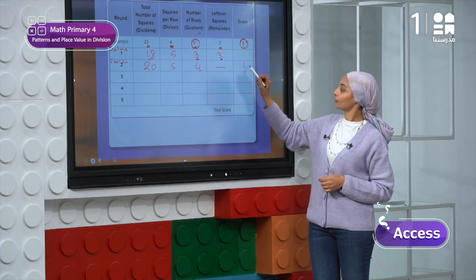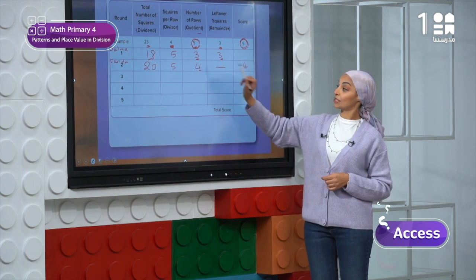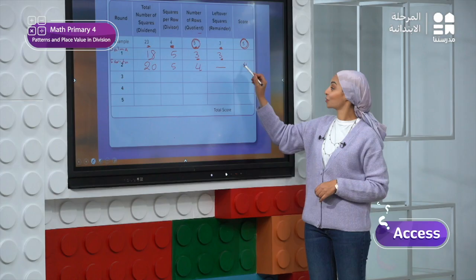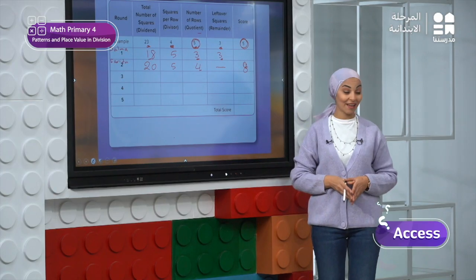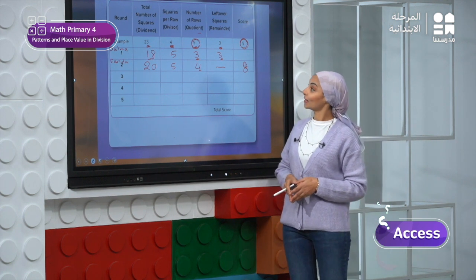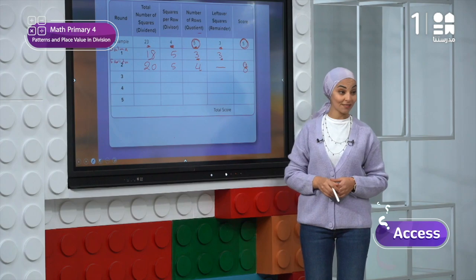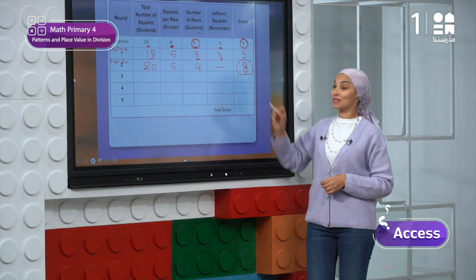So I will write here 4. But she has no remainder. يبقى هنعمل ايه? I will double the score. So the score will be 8. Okay? طيب, what about Salma? Salma drew how many rows? 3 rows, right? Yes. So your score is 3. So Farida is the winner.